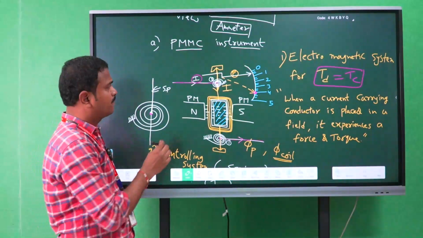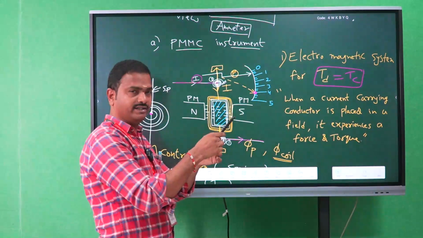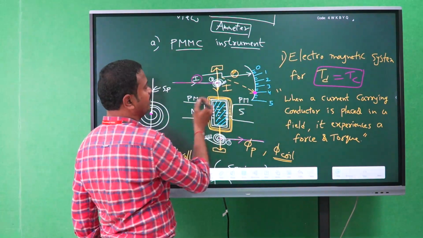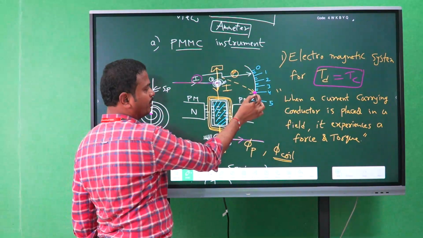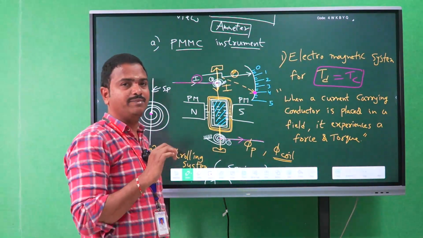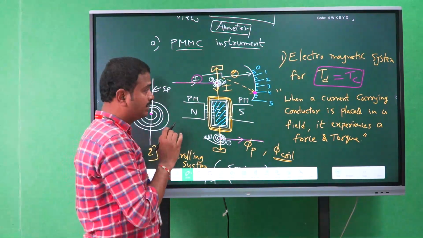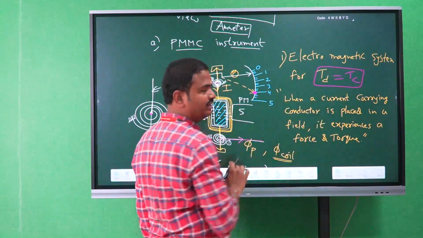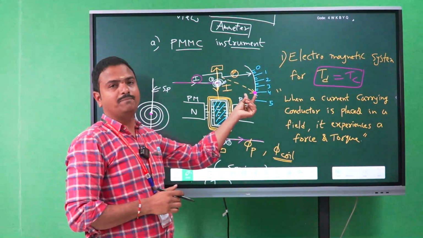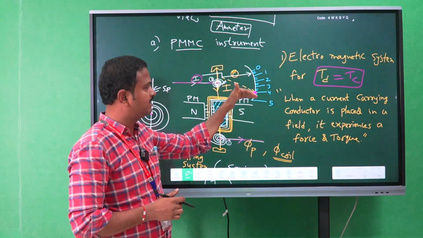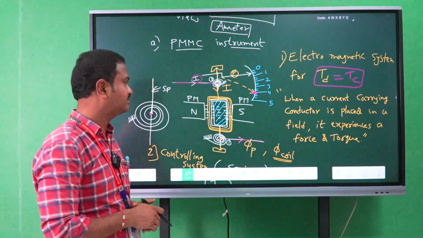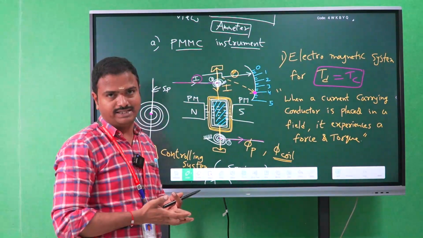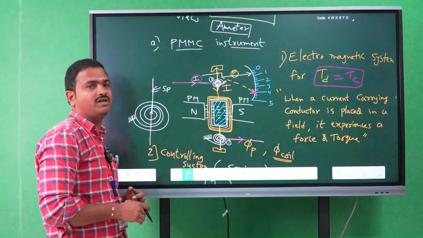So deflecting torque moves the pointer, but controlling torque stops the pointer at the final position. If the current is 4 amperes, the pointer stops at the 4 amperes position. That is the steady state position, whenever TD is equal to TC. Then only the pointer stops at the 4 amperes reading. Clear? The controlling torque is produced by the control springs, spiral springs, and the material for the spring is phosphor bronze.